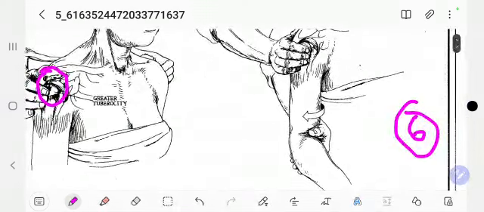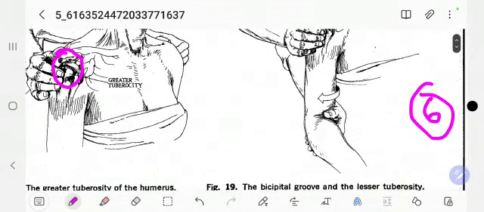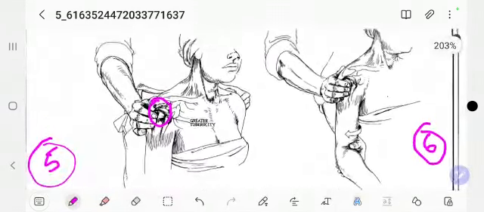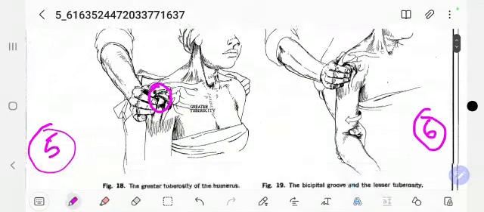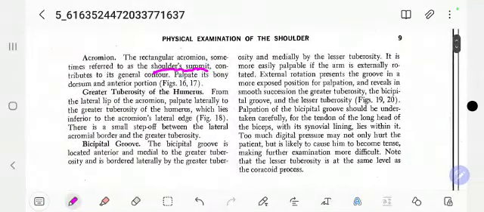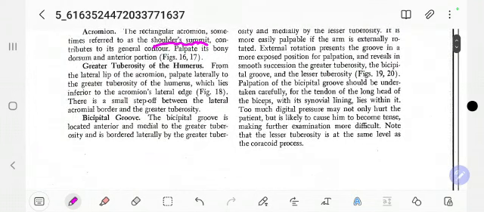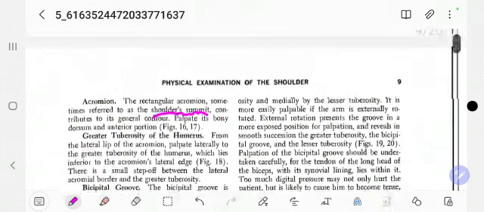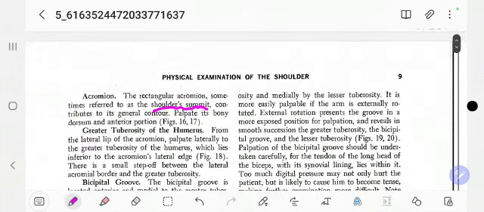The next palpation will be that of the bicipital groove and the lesser tuberosity. The bicipital groove is located anterior and medial to the greater tuberosity and bordered laterally by the greater tuberosity, medially by the lesser tuberosity. So it is between two tuberosities, most easily palpable if the arm is externally rotated. External rotation places the groove in a more exposed position for palpation and reveals a smooth succession of greater tuberosity, bicipital groove and the lesser tuberosity.